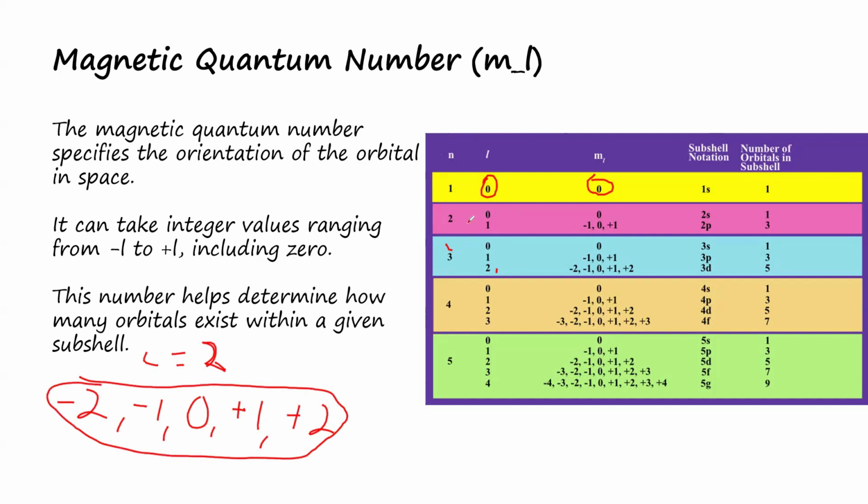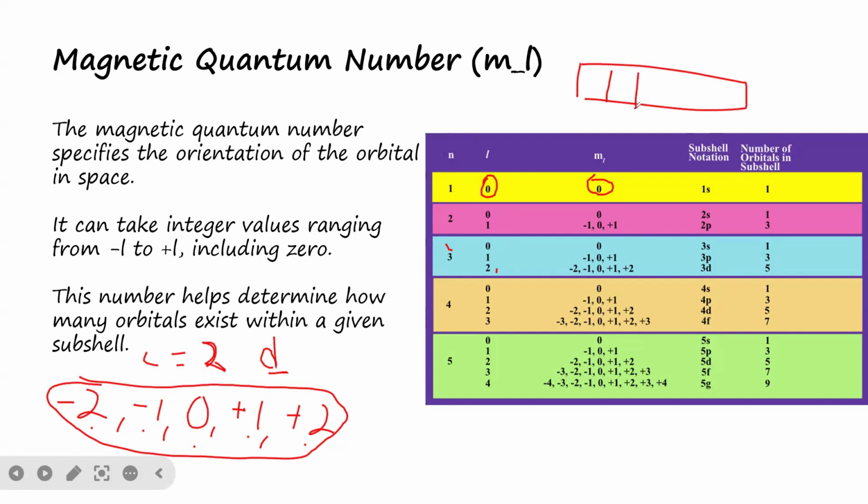What does that mean? Remember, I told you that when L equals 2, we have a d orbital. Based on these values, we have 1, 2, 3, 4, 5. It means that the d orbital has 5 subshells. So the first subshell has minus 2, and the second subshell has minus 1.